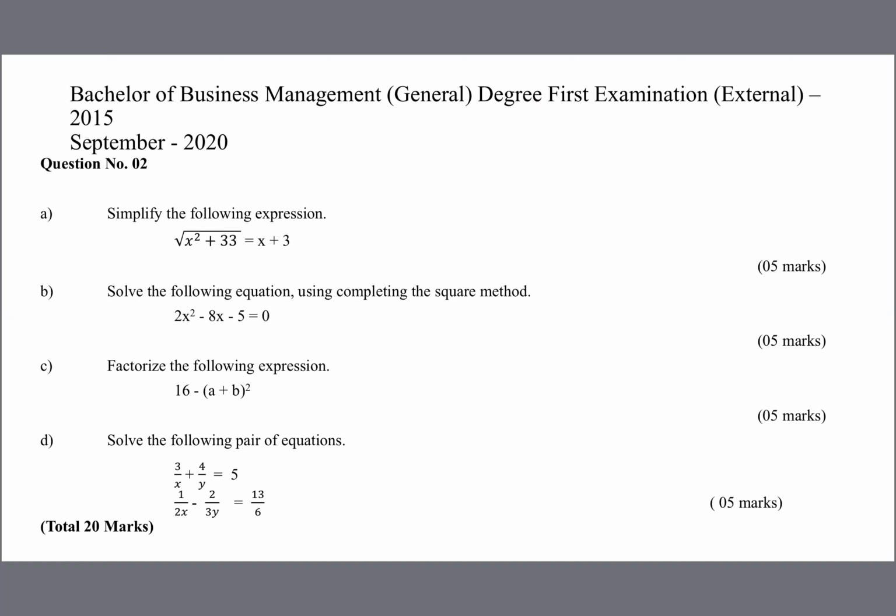Anyway, this section is not asking about those. This section is asking us to solve this equation by using the completing the square method. That means we need to get the value of x. So what is the question? I write it here: 2x squared minus 8x minus 5 equals 0.